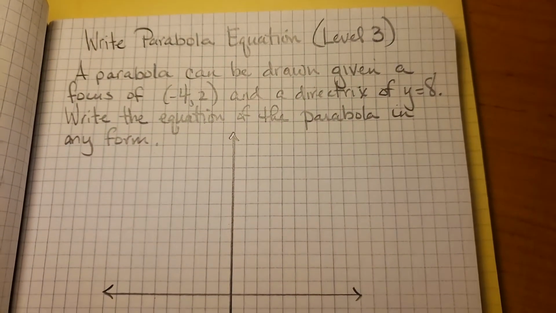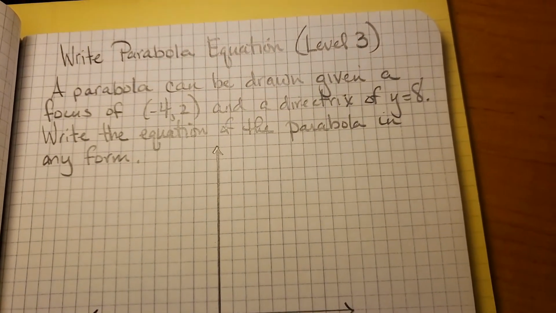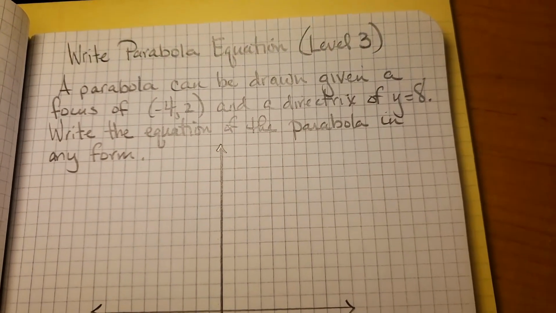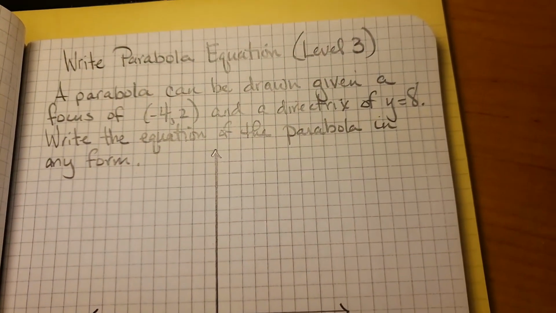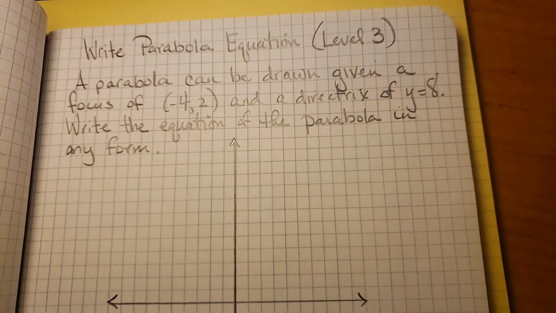So this is another question from DeltaMath. Write parabola equation level 3. I think they call it level 3 because they didn't give you any graph or anything. So we'll make one.